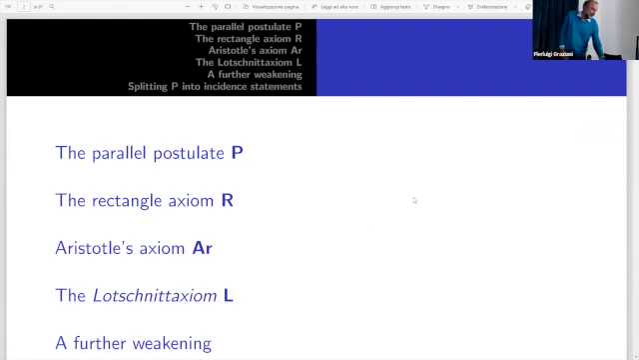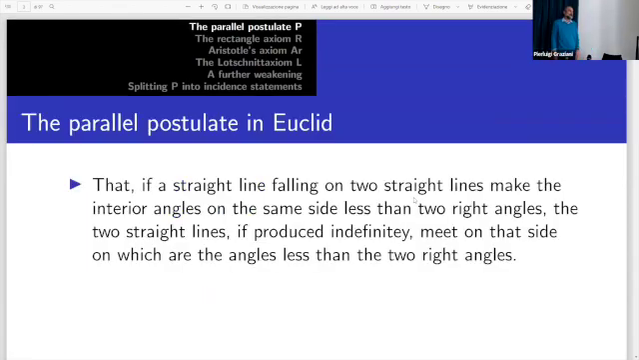Okay, so how does it look in Euclid, where it's the fifth postulate? It says that if a straight line falling on two straight lines makes the interior angles on the same side less than two right angles, the two straight lines, if produced indefinitely, meet on that side on which are the angles less than the two right angles.